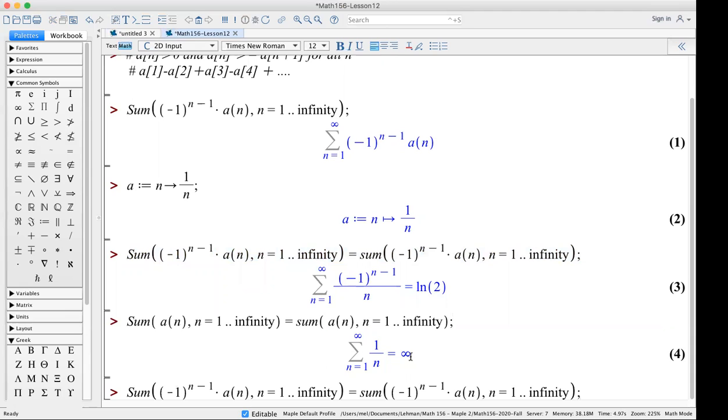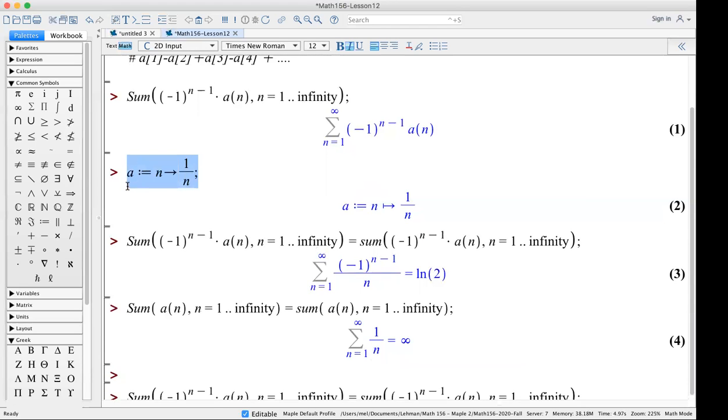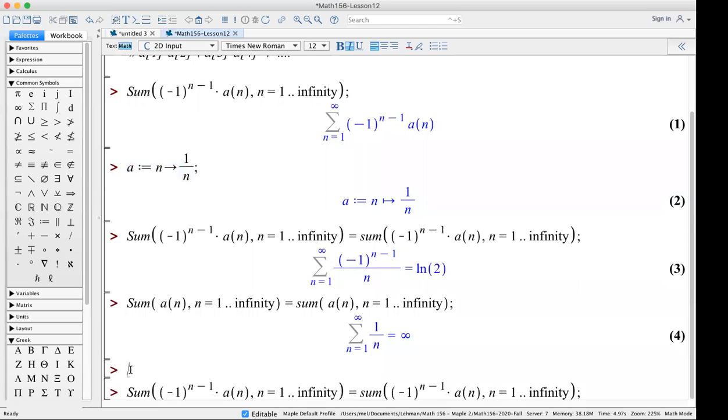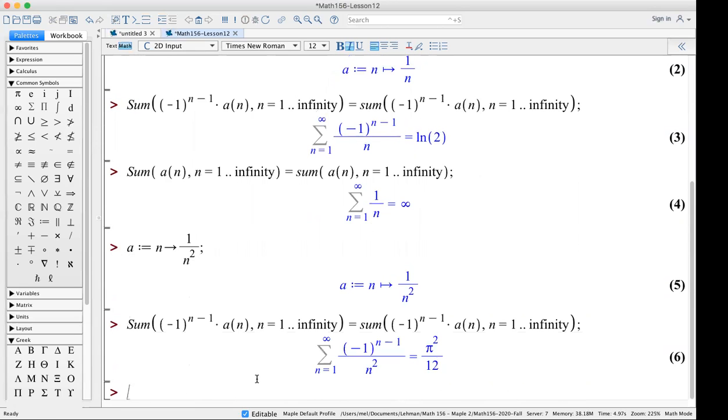Suppose I let an be 1 over n squared. What does the alternating series converge to? Pi squared over 12.